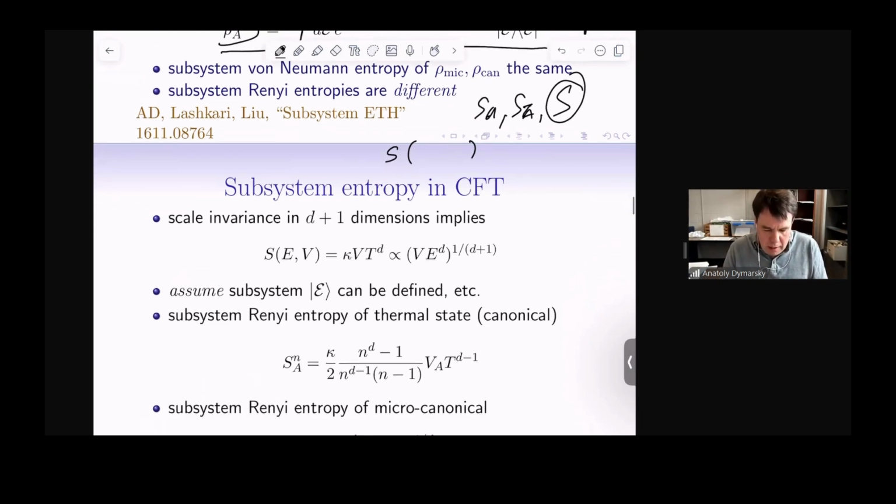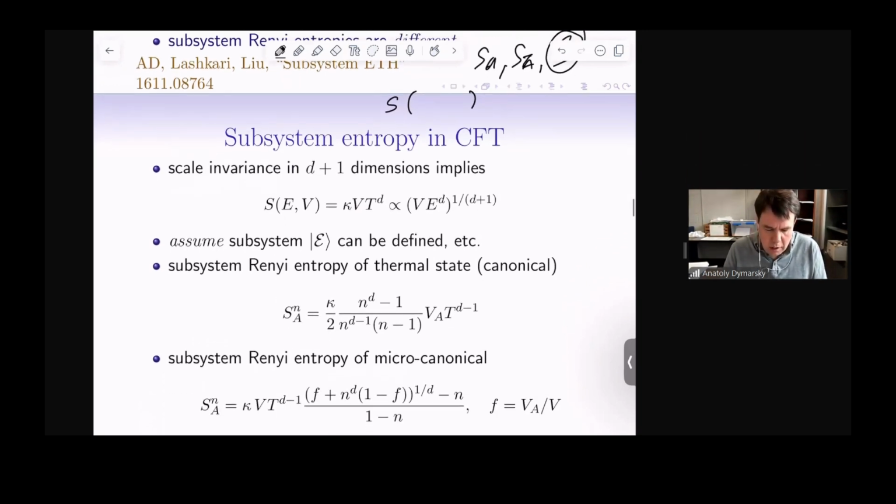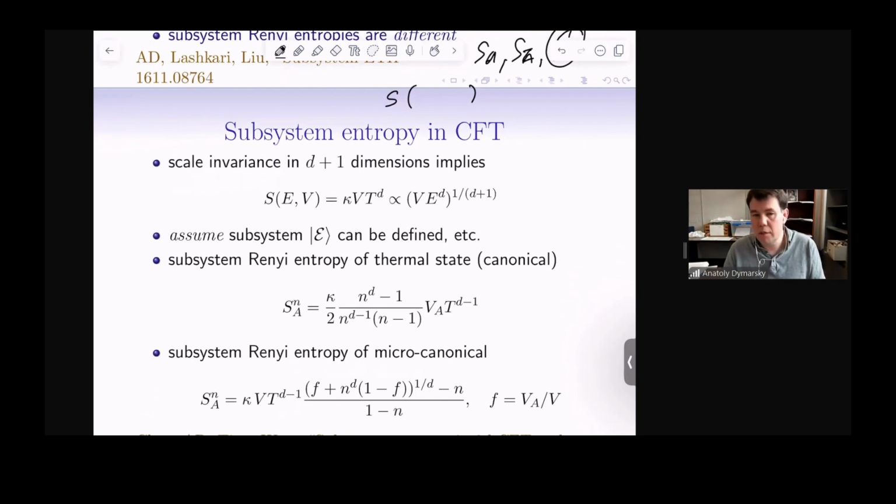Okay, so now part number 2 of this talk. Let's try to apply this formula to CFTs. In the case of CFTs, everything is very, very simple because entropy is an extensive quantity. The theory has no internal scale. And therefore, it must be that the entropy as a function of volume and energy has to be proportional to the volume and the intrinsic property characterizing energy density, which is temperature. So this formula is automatic for all CFTs in all dimensions.